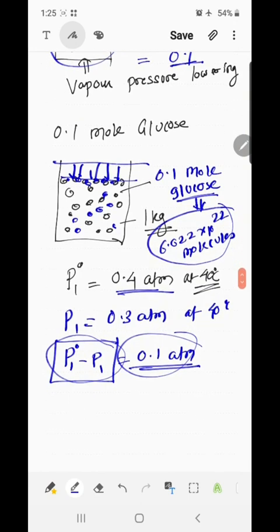So class, such properties are called as the colligative properties we discussed earlier. So property which does not depend on the nature of solute particles but depends on the number of solute particles present in the solution.